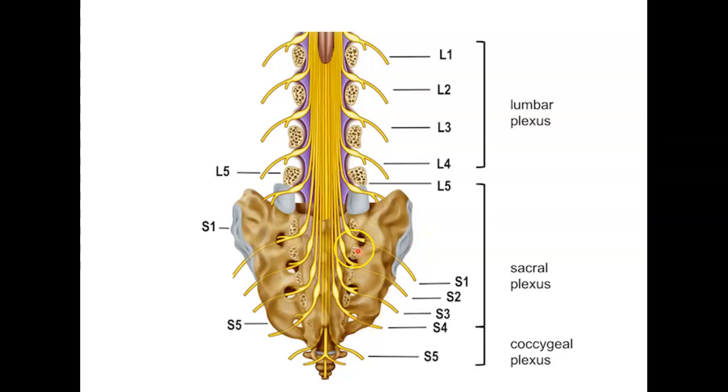So this is the posterior view of the sacrum. These nerves are going through the posterior sacral foramen and coming out the anterior side to innervate different parts of the body. So the reason we have a sacral canal, sacral foramen, and the sacral hiatus is that they serve as passageways for nerves that are coming out of the spinal cord.